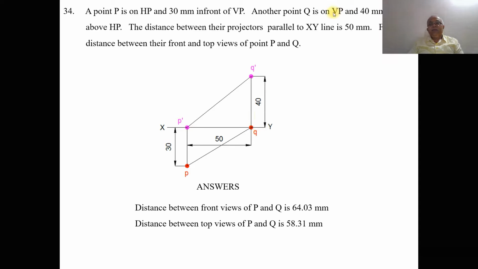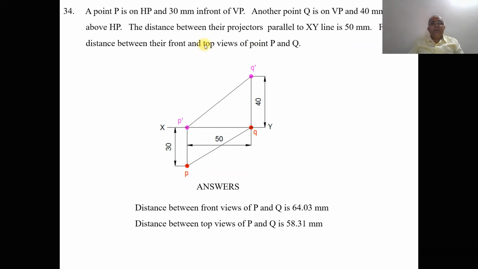Since the distance with respect to VP is seen in HP, obviously that point is going to be the top view. And 40 mm above HP will always come above XY line. From Q you draw a vertical projector above XY line, and then you measure the distance of 40 mm and you mark that point as Q dash.